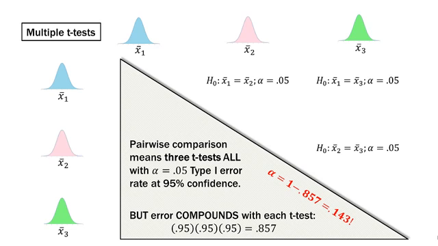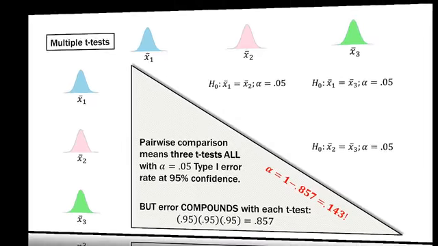Well, what is that 0.143? That is our overall alpha level. That is our overall type 1 error rate. So our type 1 error rate went from 5% to 14.3%. That is why we do not conduct t-tests for every possible pair of means. The error rate compounds, and therefore the test, of course, has problems.